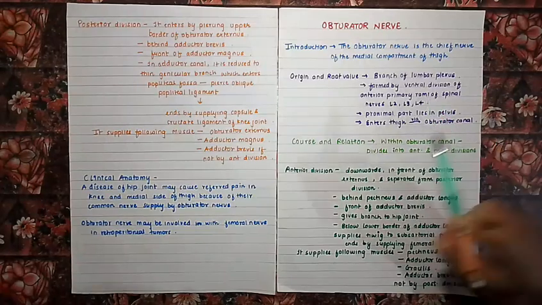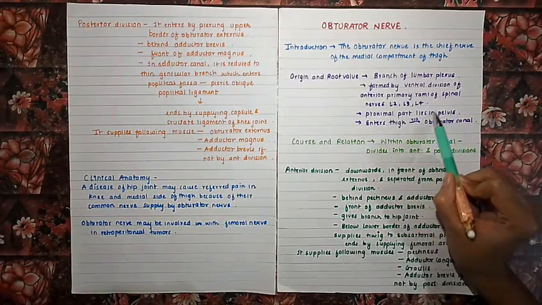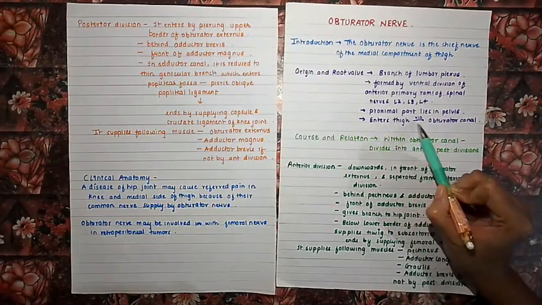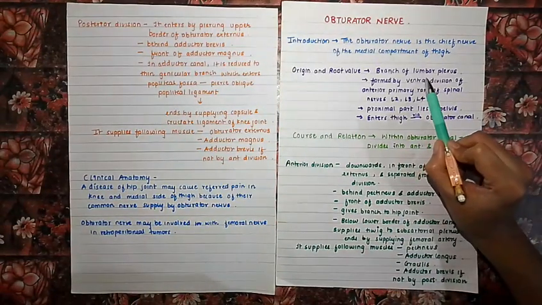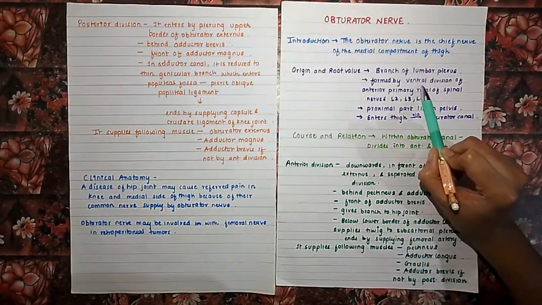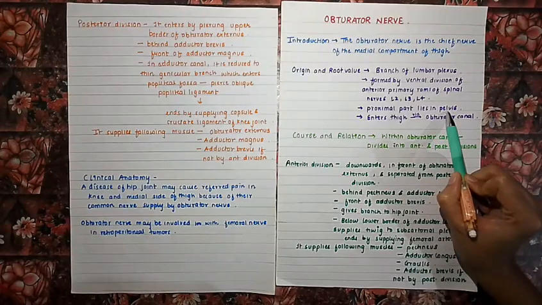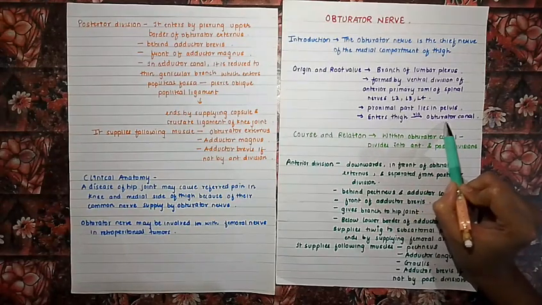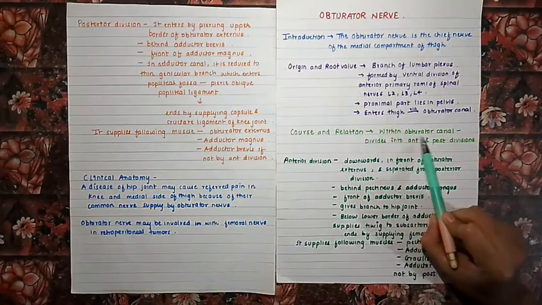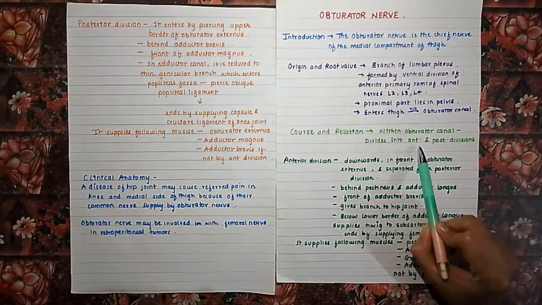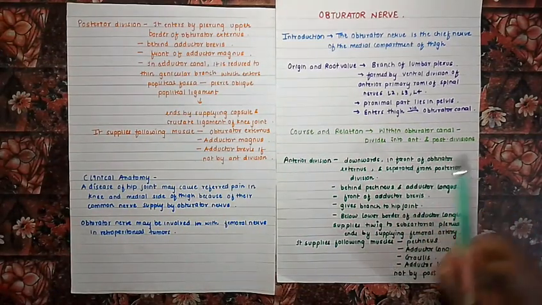So remember this. Proximal part lies in the pelvis, then it enters the thigh via the obturator canal. So it is a branch of the lumbar plexus formed by the ventral division. It lies in the pelvis and then enters the thigh through the obturator canal. Course and relation. Within the obturator canal, it divides into anterior and the posterior division.